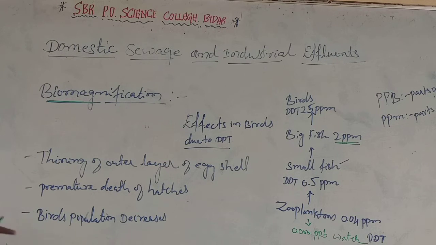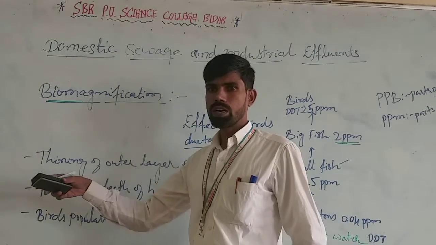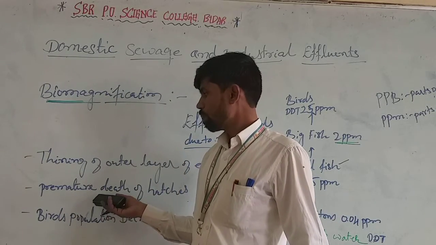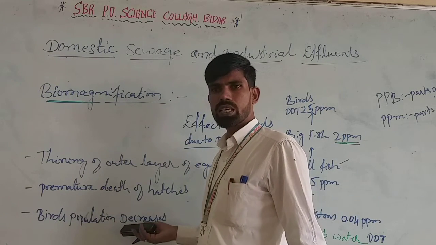So biomagnification of DDT takes place. The DDT enters into the water system, so it enters into different trophic levels. Already we have studied in the ecosystem the primary producers, primary consumers, tertiary consumers. Like that, this DDT is not degraded, so it enters into the different trophic levels and causes the bird population to reduce.